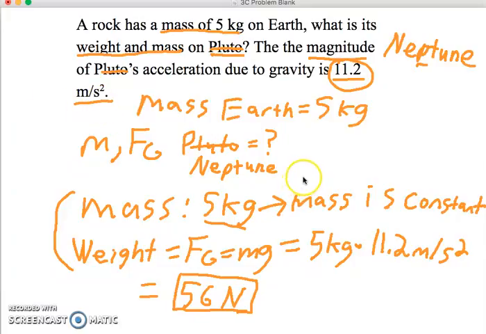Okay, so that was the notes. Again, the goal, mass versus weight. So we talked about that, and then we also did kind of a sample problem.